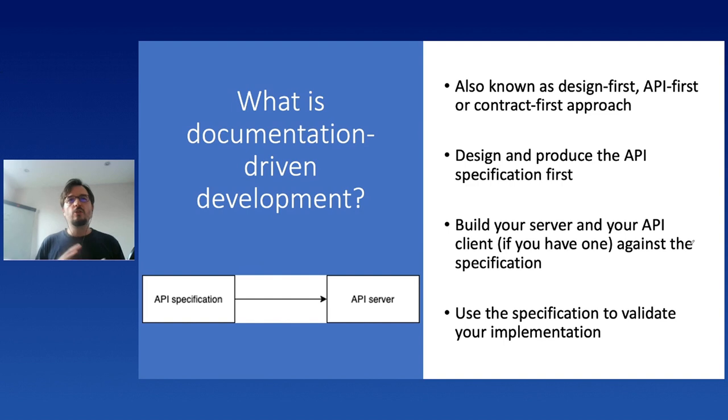You may be familiar with this concept already under different names. It is also sometimes called design first, API first, or contract first approach. The basic idea is that before you start working on the API code, you first go through a design stage. Then out of this design comes an API specification. And then you use the spec to build your server and your client. And then you use the specification to validate what you've done. You validate your work.